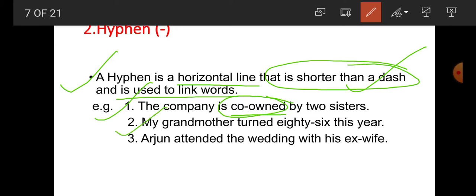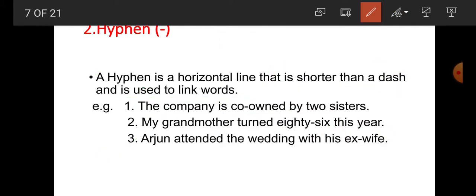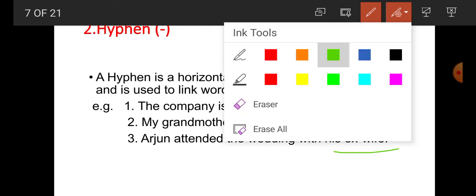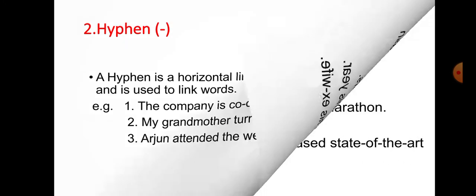Number 2, my grandmother turned 86 this year. So here this number 86 is joined with which mark? Hyphen. Number 3, Arjun attended the wedding with his ex-wife. So here the word ex-wife is joined with which punctuation mark? Hyphen. So students, here we have got that in the 3 sentences there is the use of a hyphen in the 3 words. Now let's make it more clear, students.